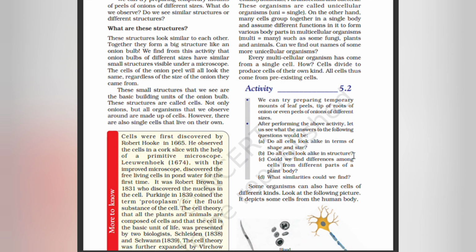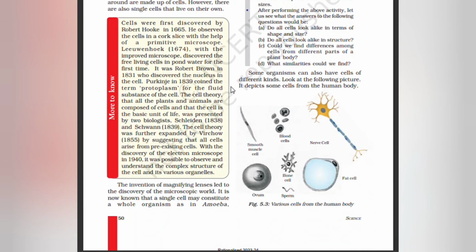Do all cells look alike in terms of shape and size? Do all cells look alike in structure? Could we find differences among cells from the different parts of a plant body? What similarity could we find? Some organisms can also have cells of different kinds.